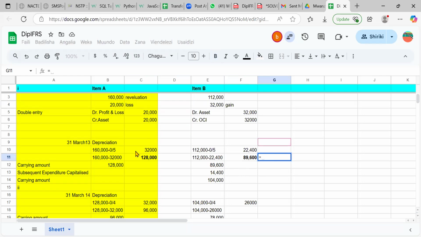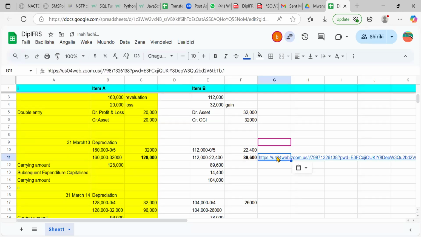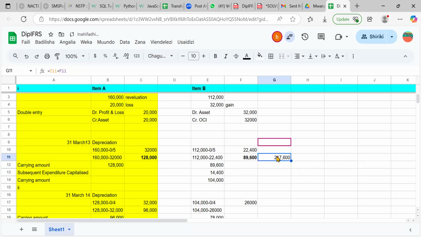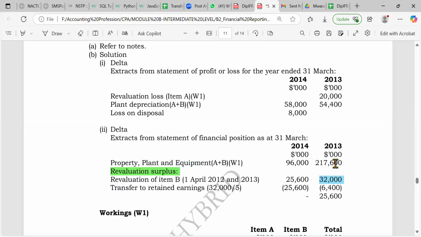89,600. Yes, you have to add them because you're going to show a single line item. So this one plus this one, we get 217,600, right? So it should have been observed like that. 217,600, that's what we see here, right?